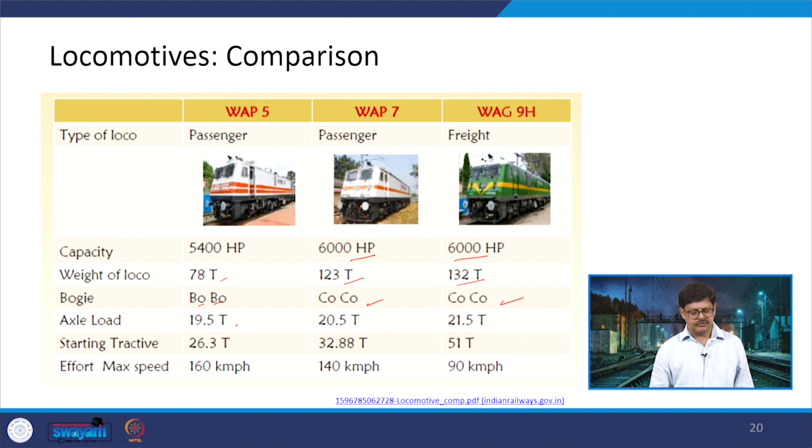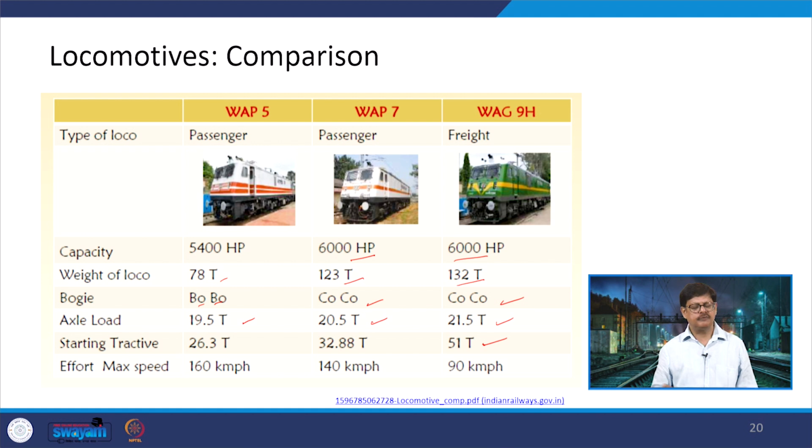Axle loads are 19.5 tons, 20.5 tons and 21.5 tons. They are increasing as we move through these developments. Starting tractive effort is 26.3 tons, 32.88 tons and 51 tons. Now this starting tractive effort means there are a number of resistances, and when the locomotive starts from 0, it has to overcome all those resistances.